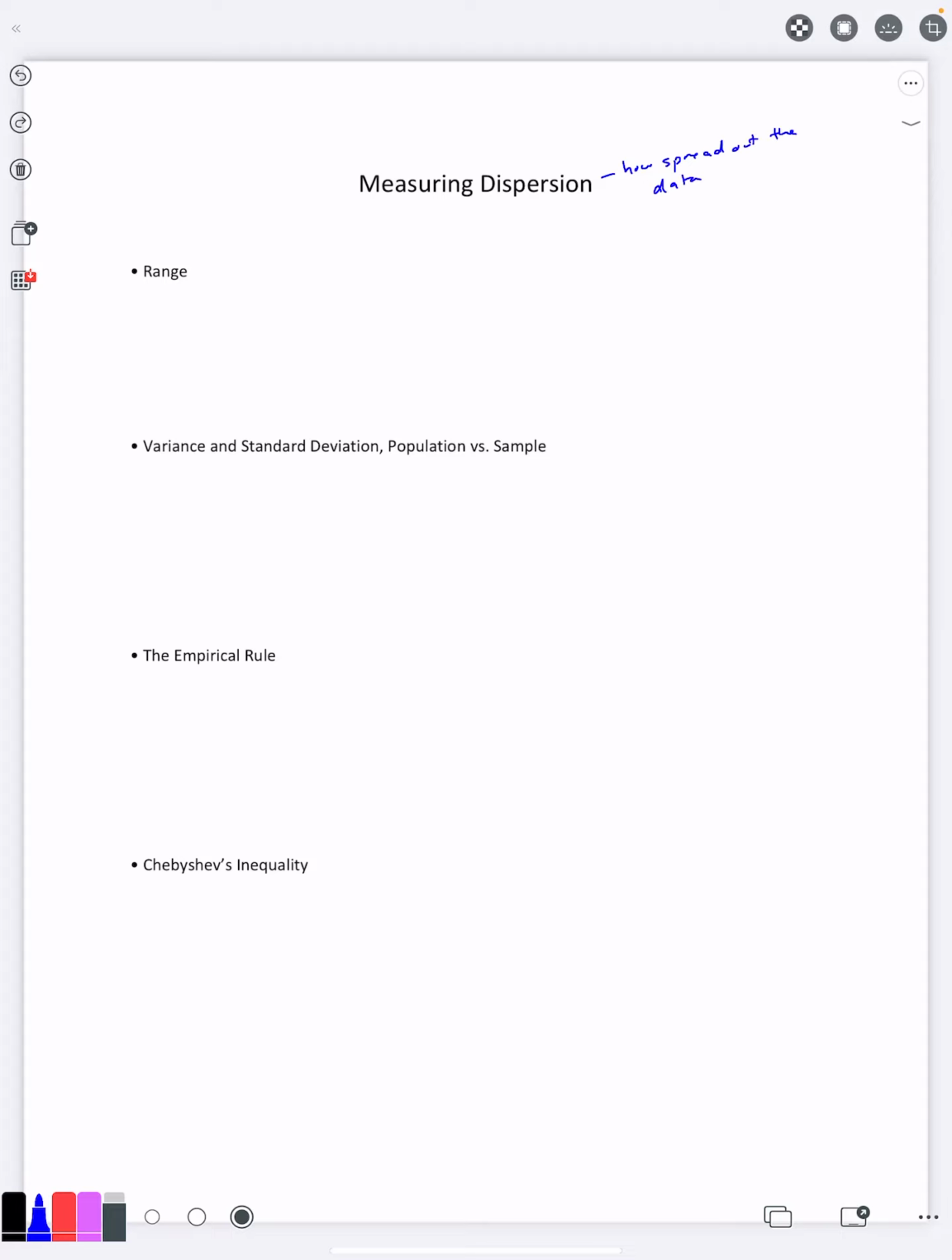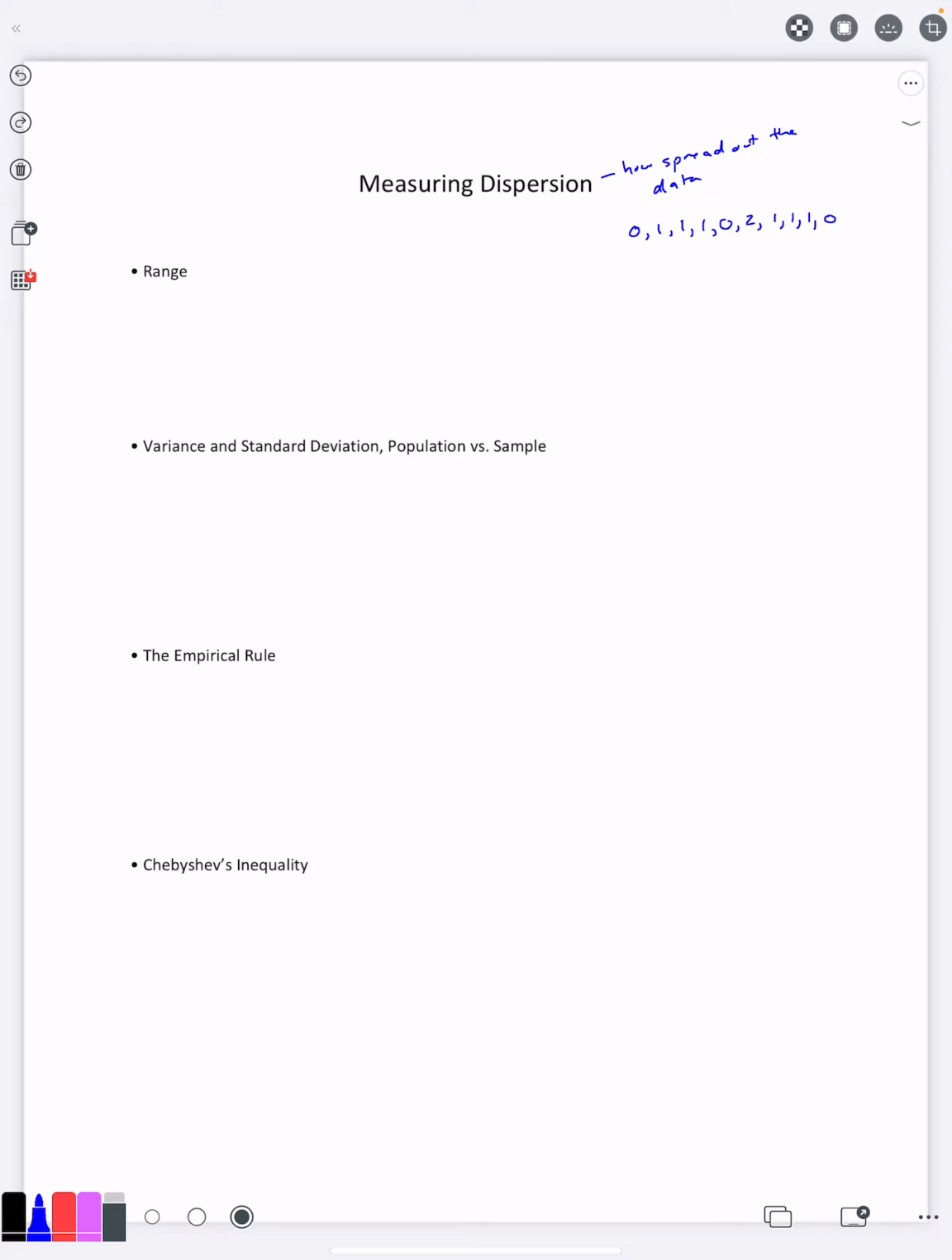For example, let's say you asked everyone how many siblings they have, and we start taking down data here, and these are the numbers we're getting. All those numbers are really close to each other. So we would say they're not very spread out.